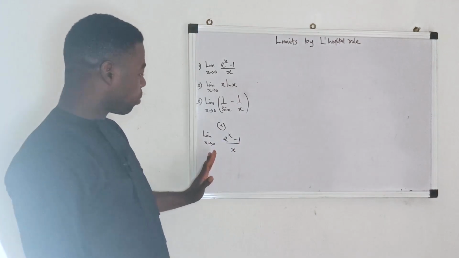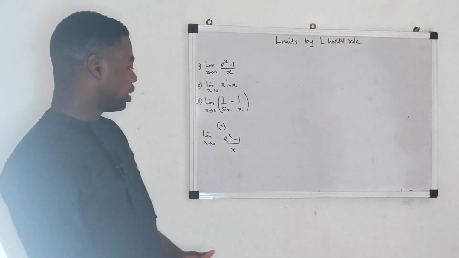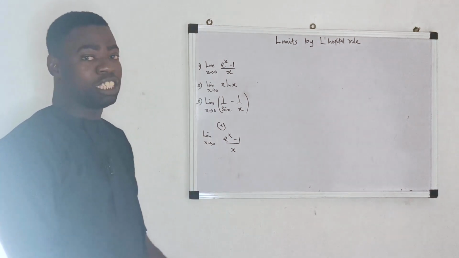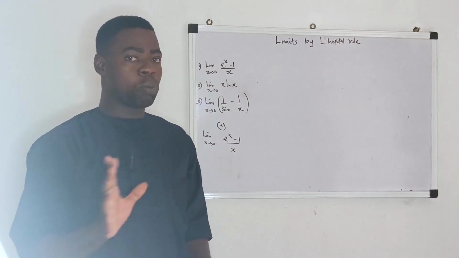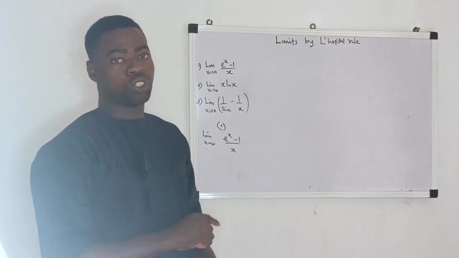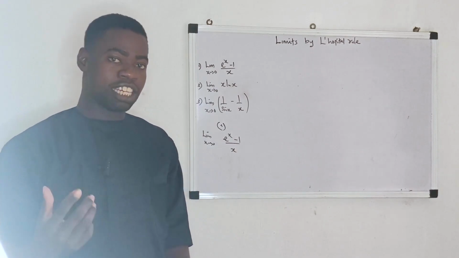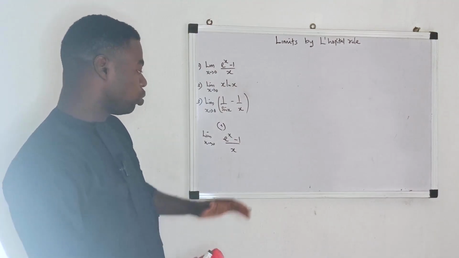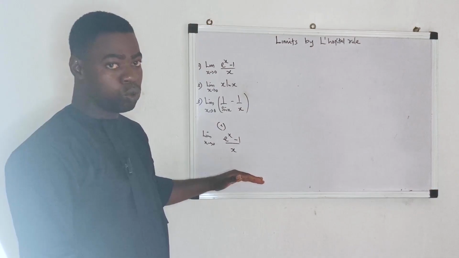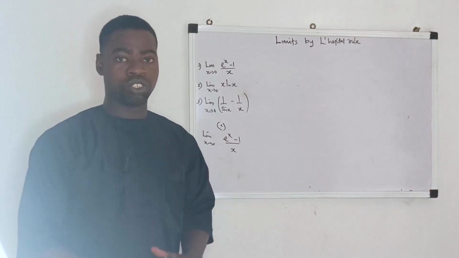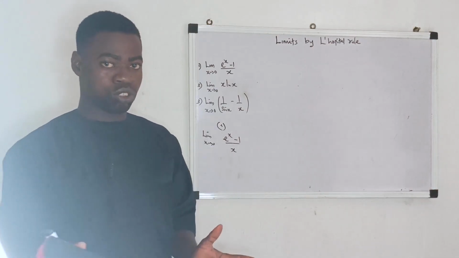So the limit of e raised to the power of x minus 1 over x, let's differentiate. Now there is a difference between differentiating this function as to suit L'Hopital rule and differentiating this function like your normal derivative. So for this, you're not going to use differentiation by quotient rule. No, you're just going to differentiate the functions as two independent functions, right?